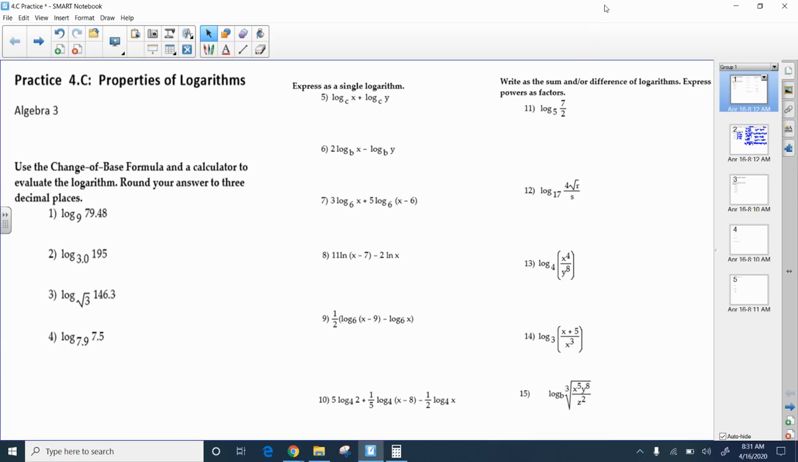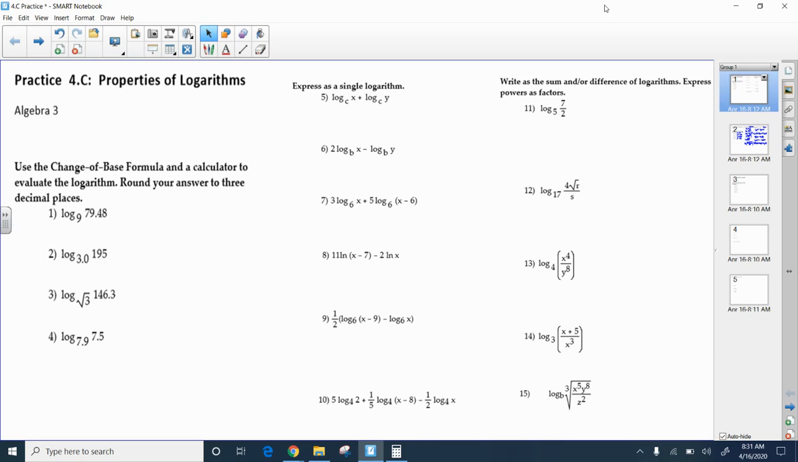Good morning, everybody. Today we are going to be doing some practice with 4C, which is the properties of algorithms. So on this page are our practice problems that we're going to do. You can either just do them on your own piece of paper, or you can use the attached practice page. You can print that out if you want. Either way, take a few minutes and try all these problems.